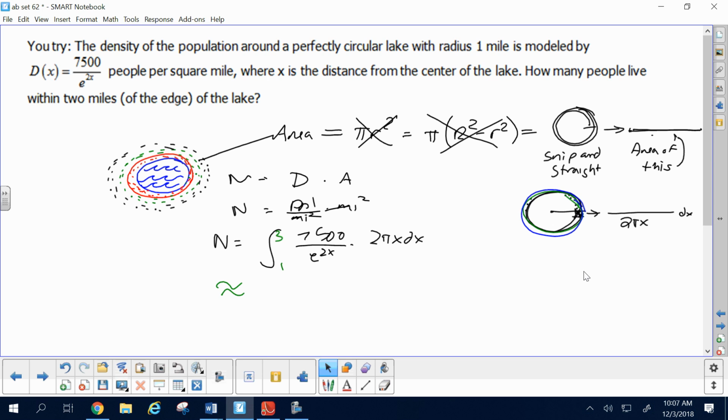All right. So you print that out, and there's your answer, and you would give a decimal, then a rounded number to the nearest people. That is that.